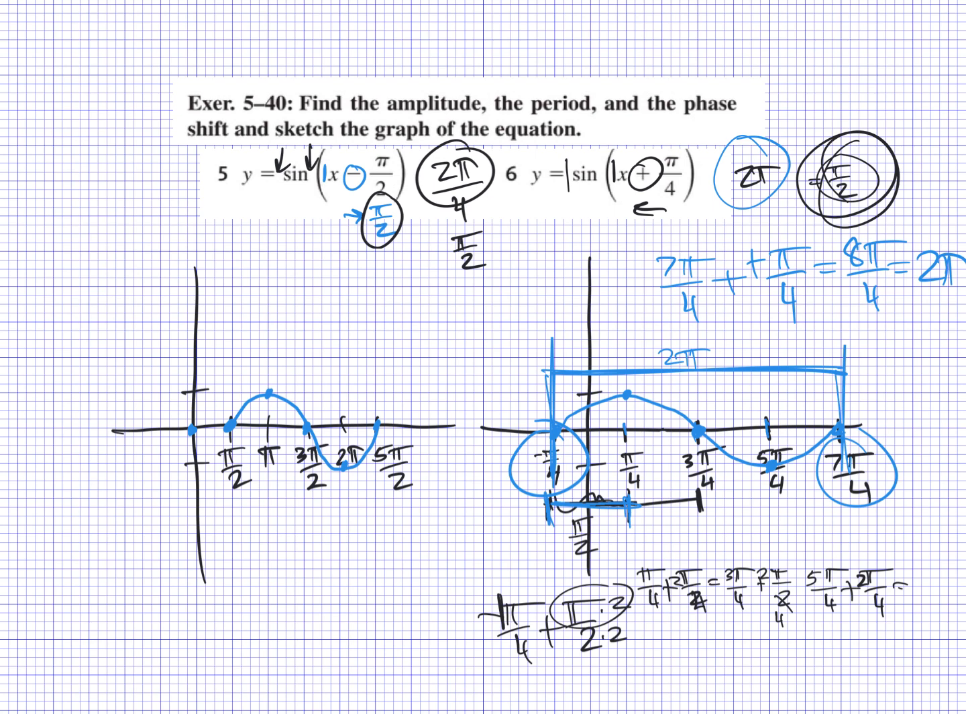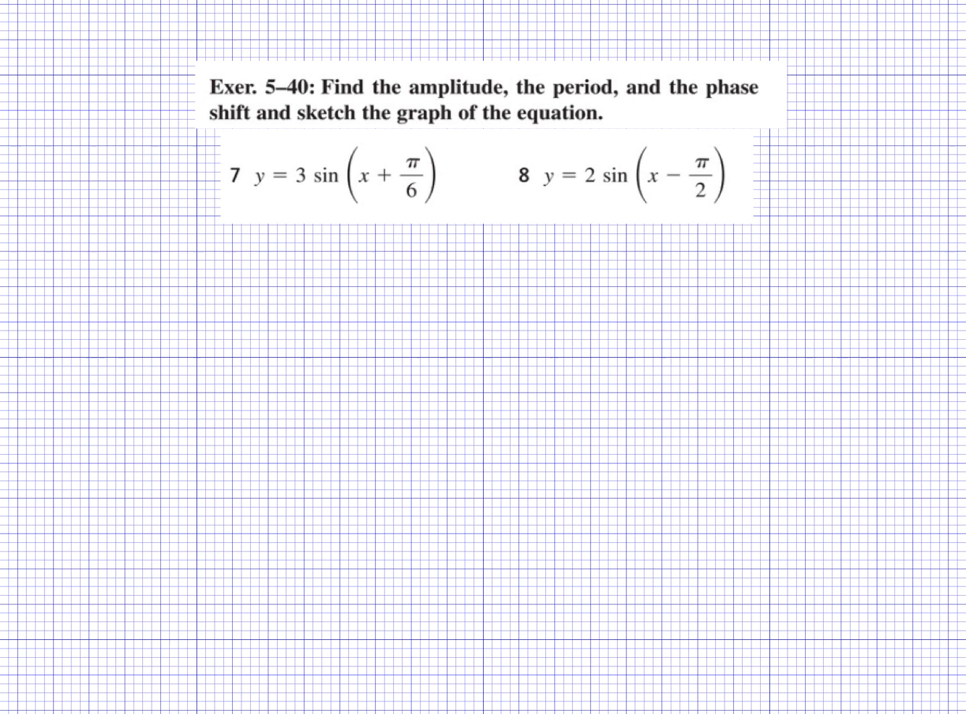Let's do number 7. All right, so again, this is a 1 here. So we are going to move to the left by pi over 6. So we're starting at negative pi over 6. Before I make the mark, let's just hold off for a second. Our amplitude is 3: 1, 2, 3. And 2 pi is still our length, so 2 pi over b. We divide it into fourths, so that's going to be pi over 2.